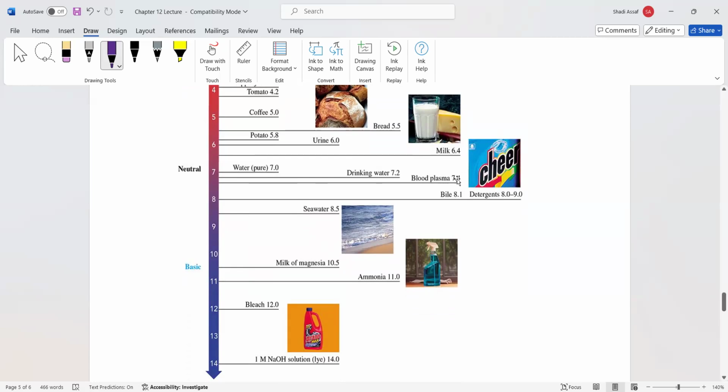Blood plasma is about 7.4. So actually blood is what we call a buffer. And you have bile, you have detergents, you have seawater, it's slightly basic. You have ammonia, bleach is at 12.